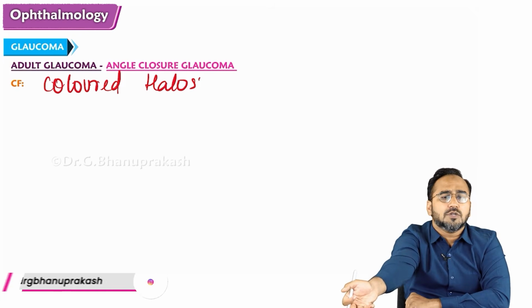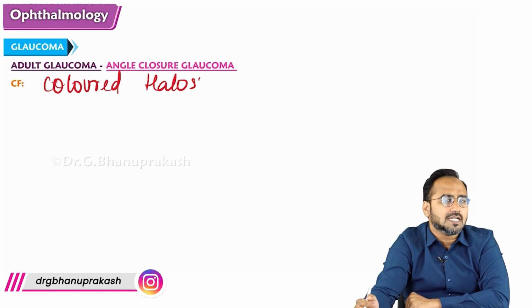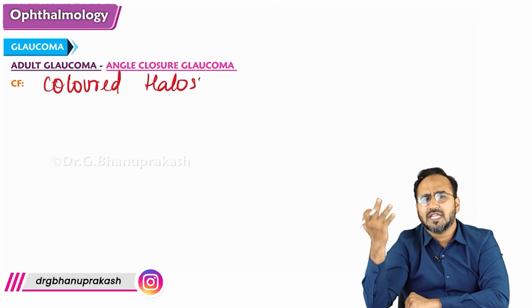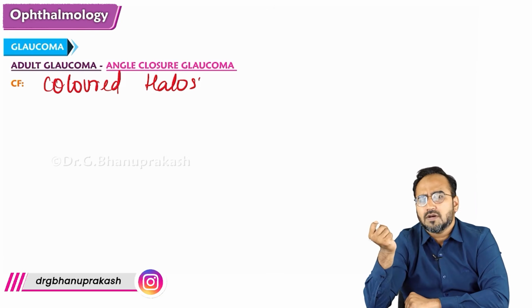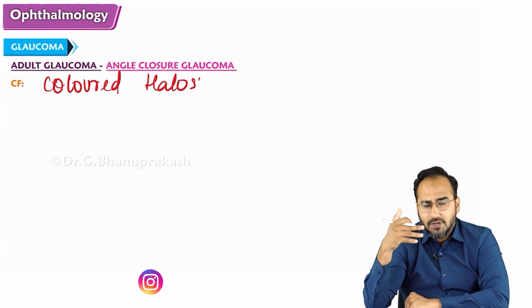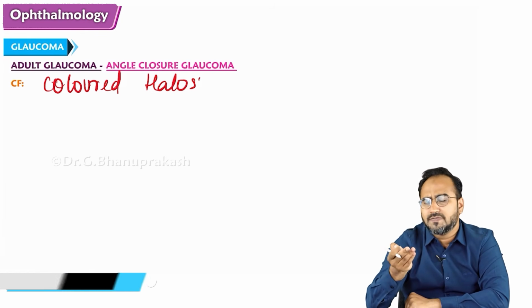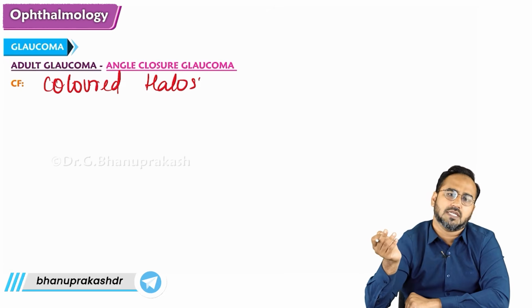Then how will you come to know it is the colored halos of cataract or conjunctivitis? Again, first we need to check the intraocular pressure. In cataract, intraocular pressure is normal. But still, if you want to differentiate the colored halos of cataract from glaucoma, you can go for a test called Fincham's test.